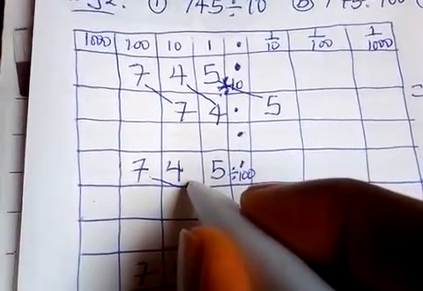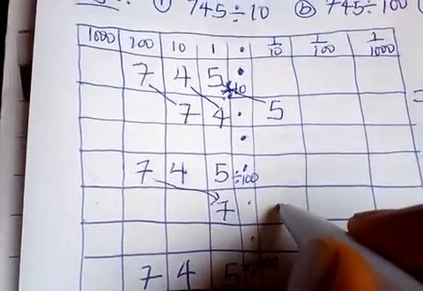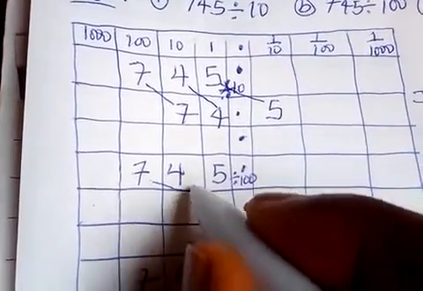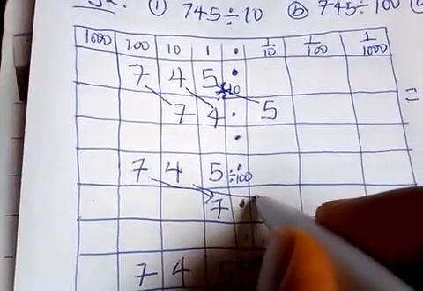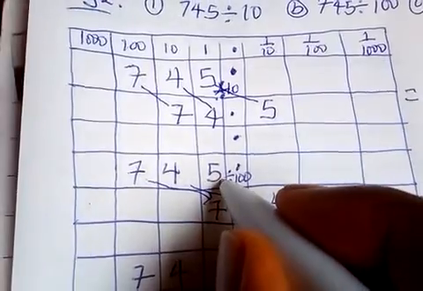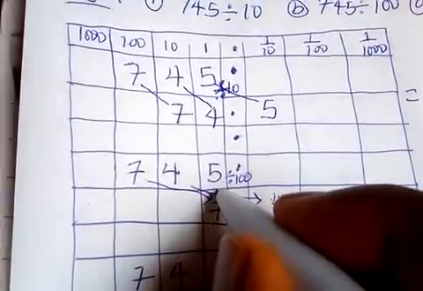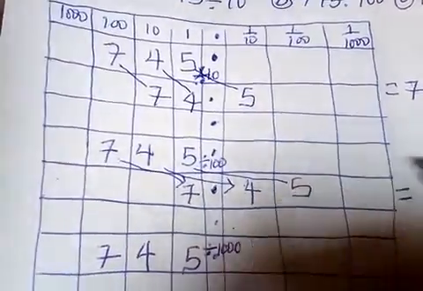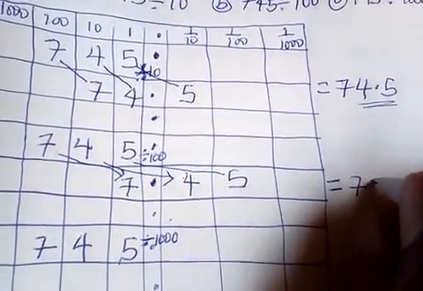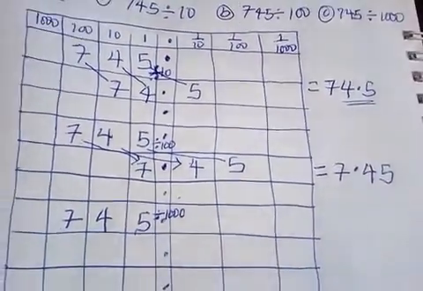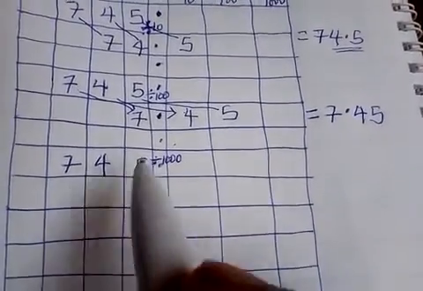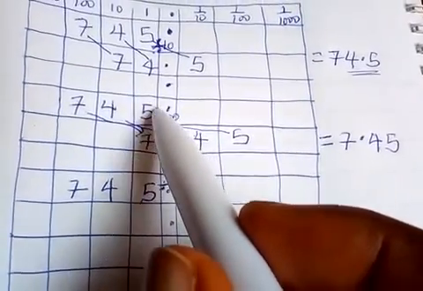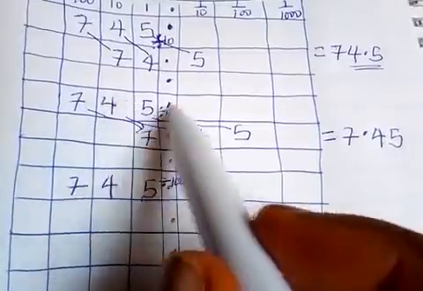7. Then 4 jumps here and comes here. Remember, this is insignificant. So 4 jumps here, 1, 2. Then 5 jumps here, so 1, 2. So your answer is 7.45. I hope you get that. It's just like saying how many times? Twice, right? 1, 2, 1, 2. 7.45, the same.